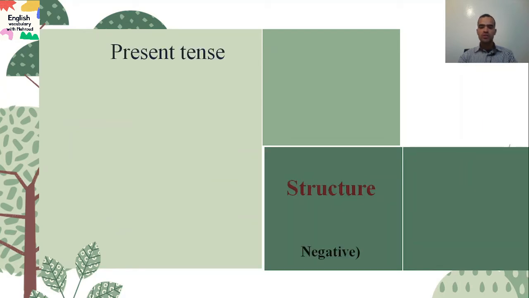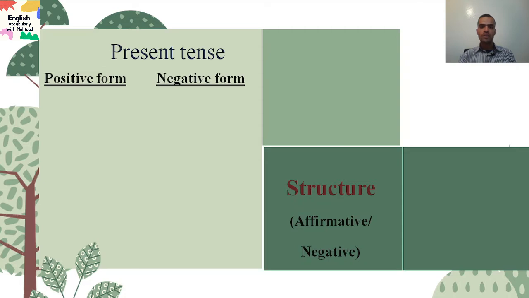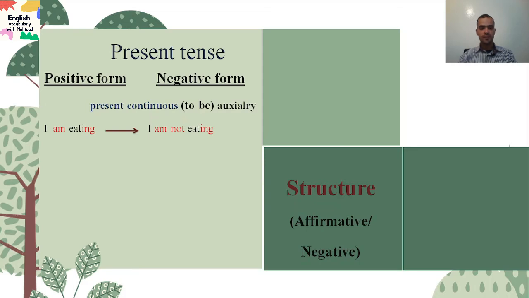Now let's move on to another tense, that is the present continuous. The positive form is I am eating, and I am not eating is the negative form. You have to take notice here: we use the auxiliary to be to make the continuous form. The continuous form must include to be in all tenses.